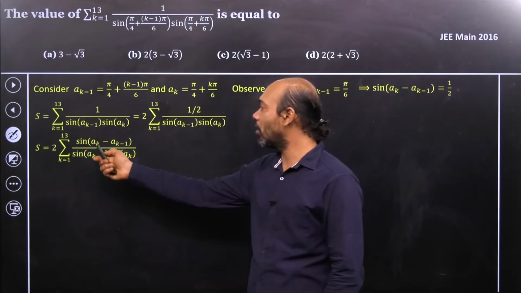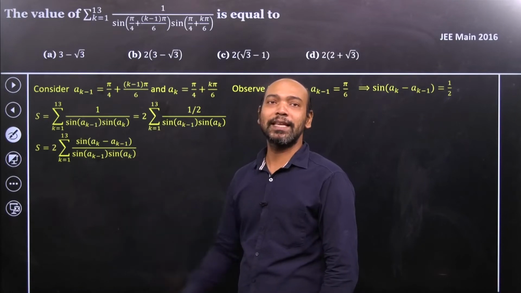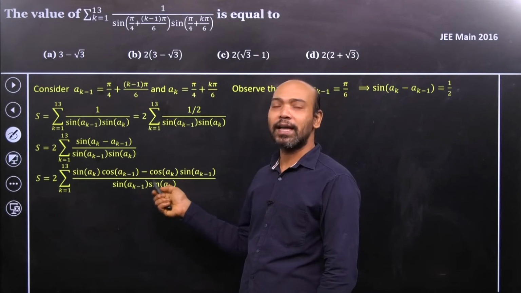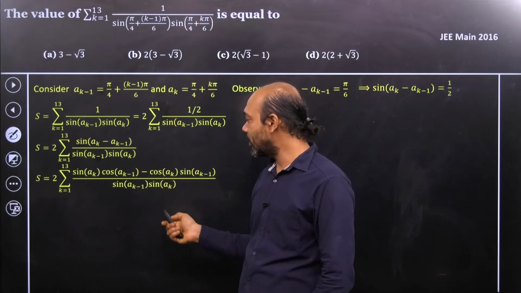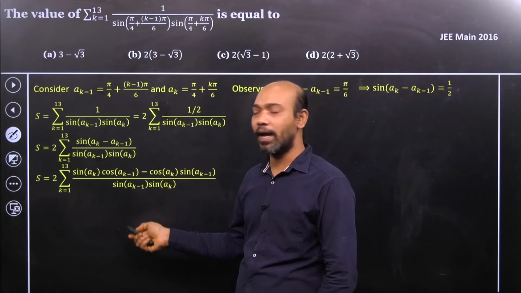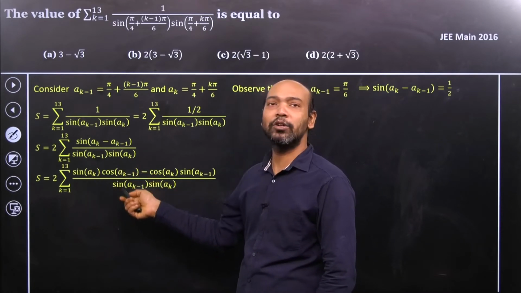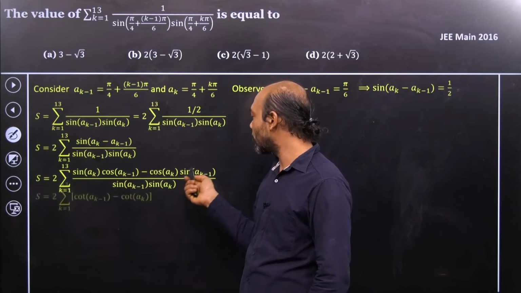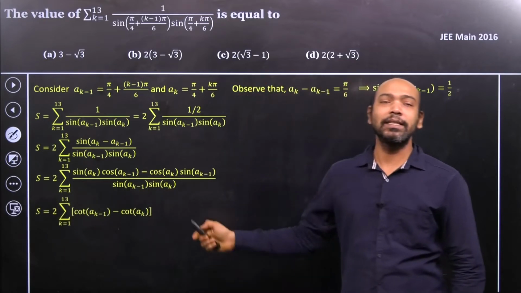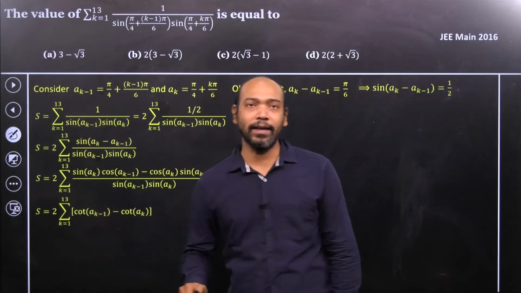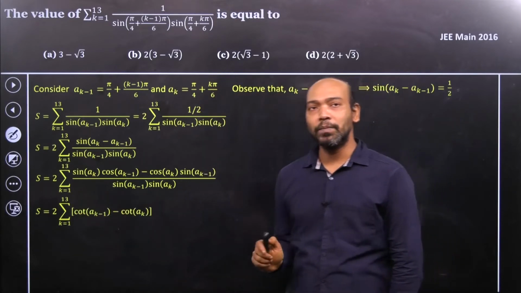Now it is the formula of sine (a minus b), so we just expand the numerator in the form sine a cos b minus cos a sine b. Now we can easily divide the terms. For the first term, sine ak and sine ak get cancelled, and we get cot terms: cot a(k-1) minus cot ak. So this gives you the summation, from k equal to 1 to 13. Now observe carefully.